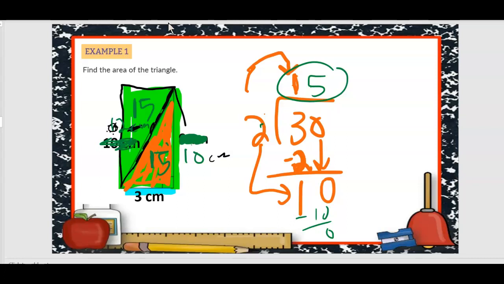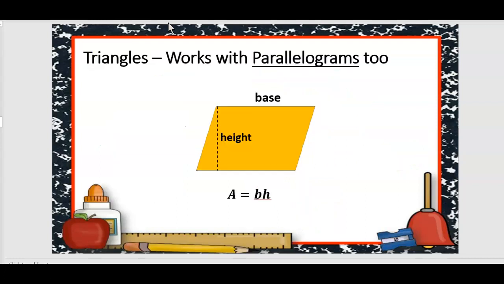We just want 15. 15 what? 15 centimeters. 15 cubic centimeters. Or 15 centimeters, not cubed, squared. Why did I say cubed? That's next. In a couple weeks, we'll be doing cubes. Okay, I bet you can't wait for that. We'll take you to a whole new dimension. Okay. Well, it works for parallelograms too.